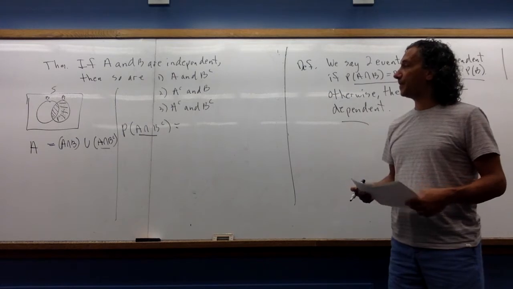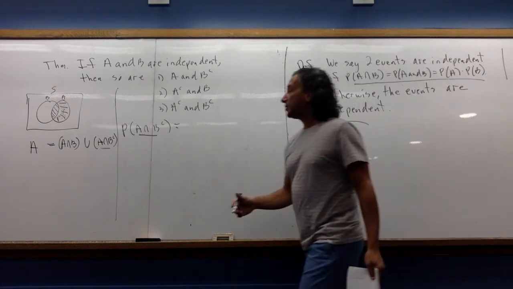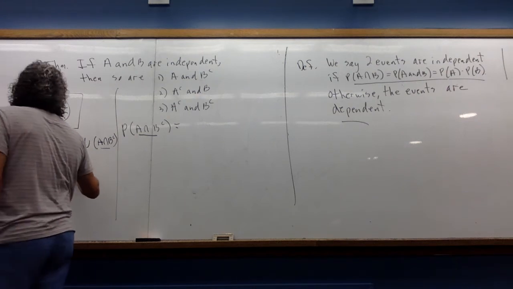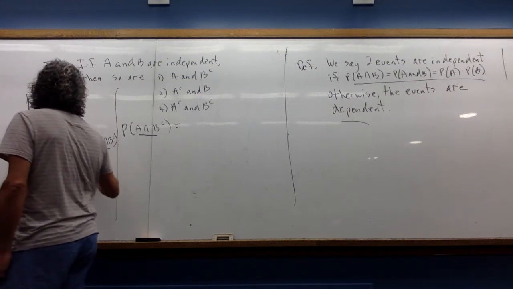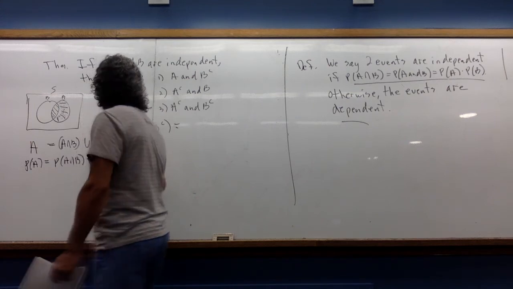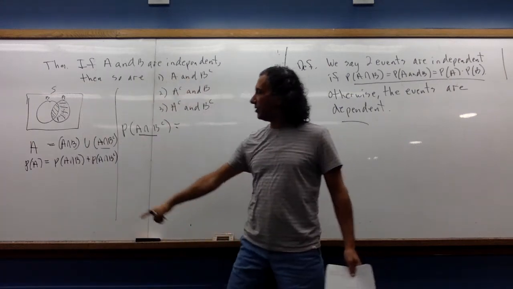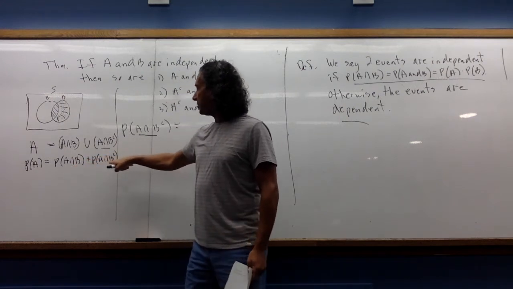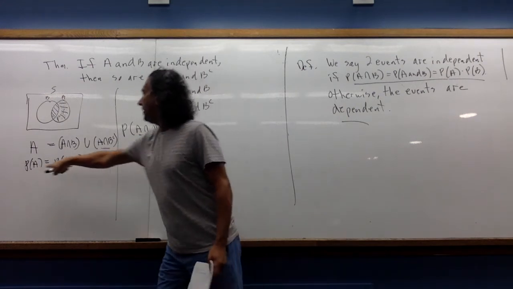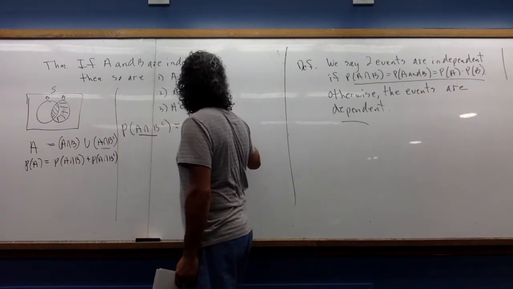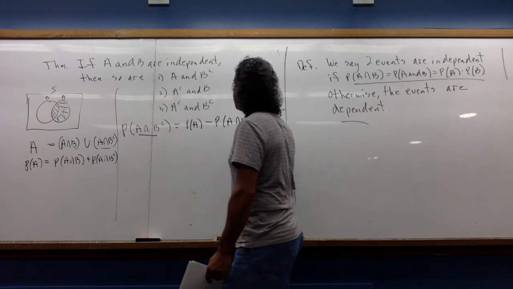All right, well, those guys are mutually exclusive, so the probability of A is the probability of A and B plus the probability of A intersect B complement. Ooh, this is starting to look promising because I know something about that. Well, first let me do some algebra. This guy is the probability of A minus the probability of A intersect B. So I just subtracted.